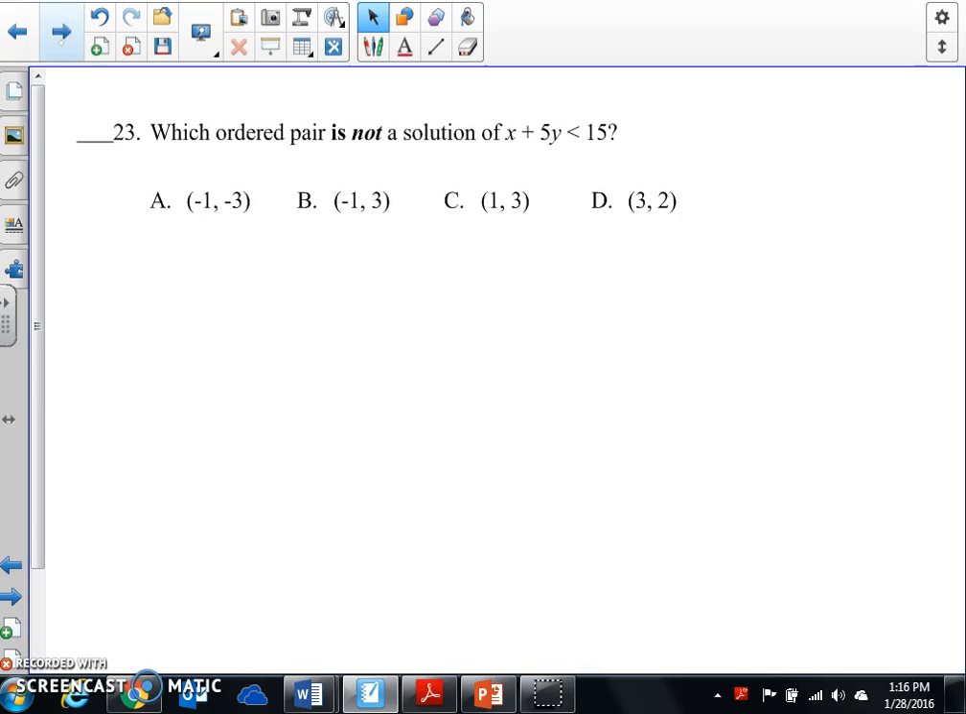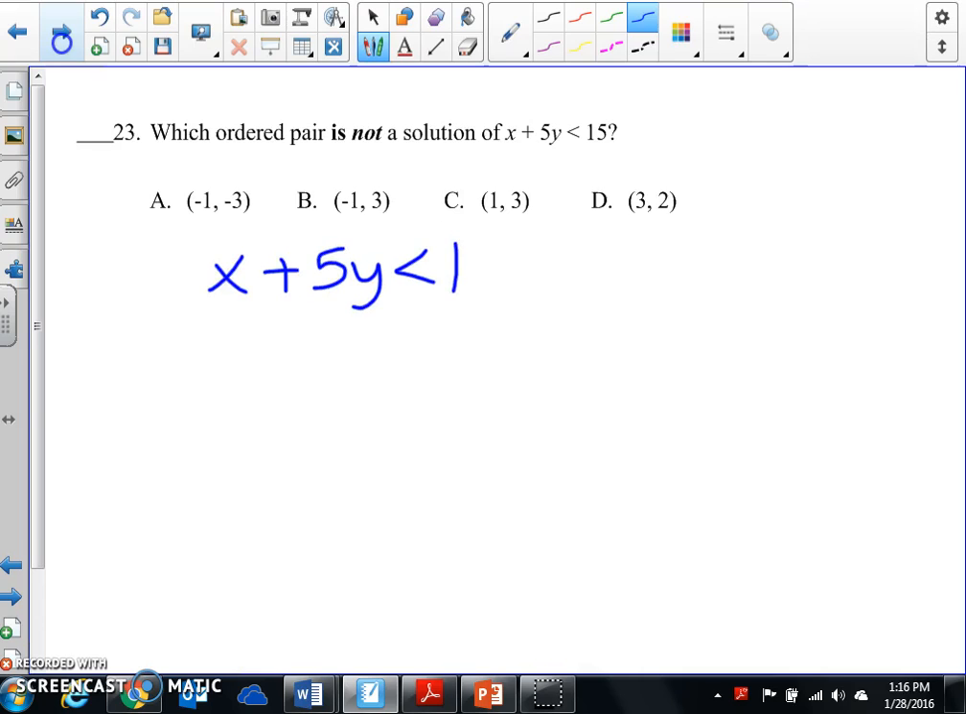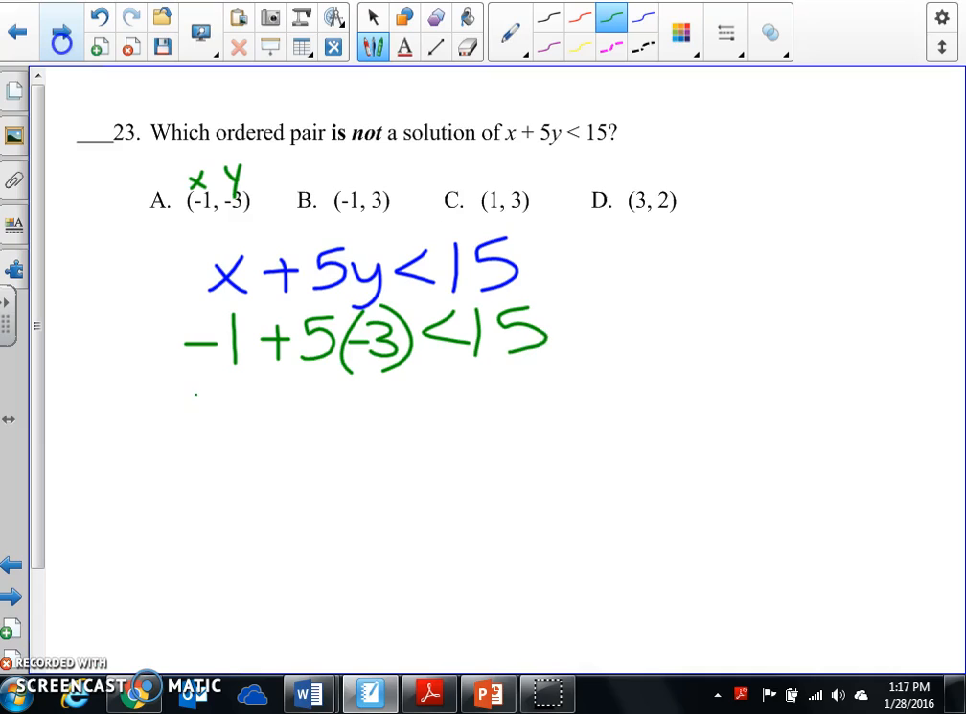Okay, so we take our inequality, and I know we really didn't talk too much about this in class, but it's actually a lot simpler than it looks. This is your x value, that is your y value. I'm just going to plug in. So if my x value is -1, I go to -1 plus 5. My y value is -3. Okay, so -1. 5 times -3 is -15. And then -1 minus 15 is -16.